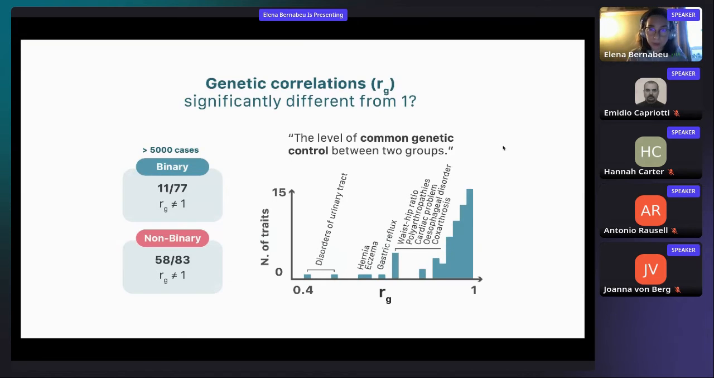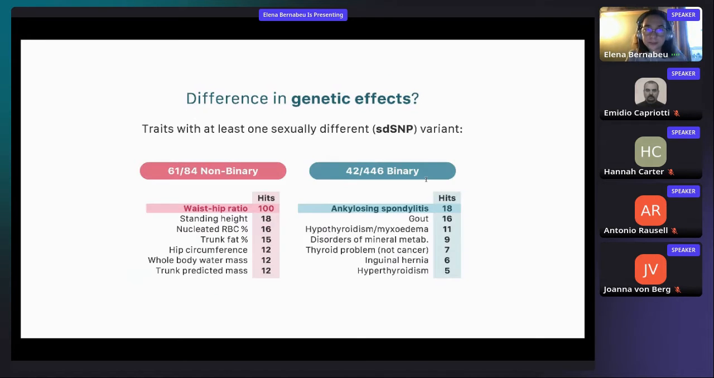This parallels what had been reported already. However, we do see some traits that do differ more. So you see things like disorders of the urinary tract, hernia, eczema, gastric reflux, waist-to-hip ratio representing the non-binary traits, and so on. So this is still quite interesting.